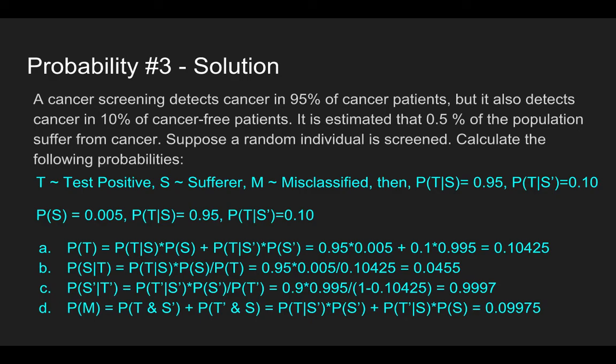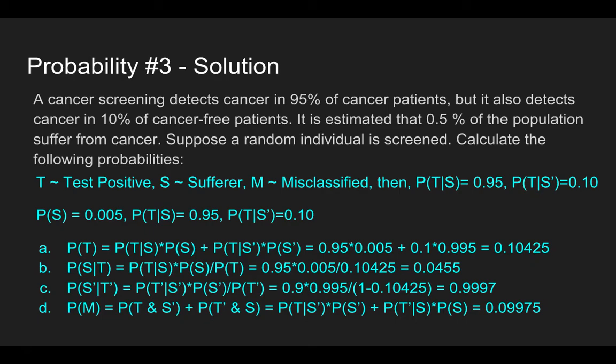So the first question would be the probability that you test positive, which is P of T. That can be found by multiplying the conditional probabilities with your P of S. That gives you a value of 0.10425.